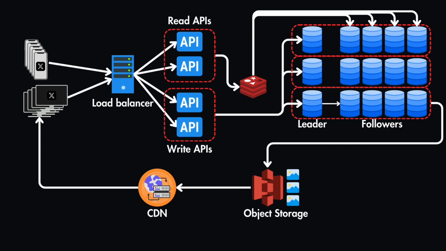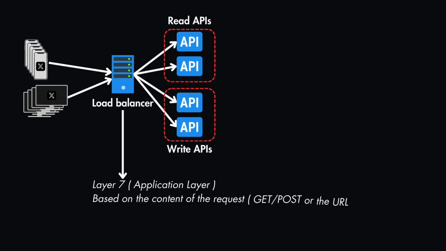And to achieve this, we need to change the layer of the load balancer. We need to change that to layer 7, which is the application layer. And this layer allows us to make routing decisions based on the content of the request itself, such as HTTP methods, where we can direct the GET requests to the read APIs and the POST and DELETE requests to the write APIs. Or we can also use the URL path to be more specific, and this is perfect for our scenario.